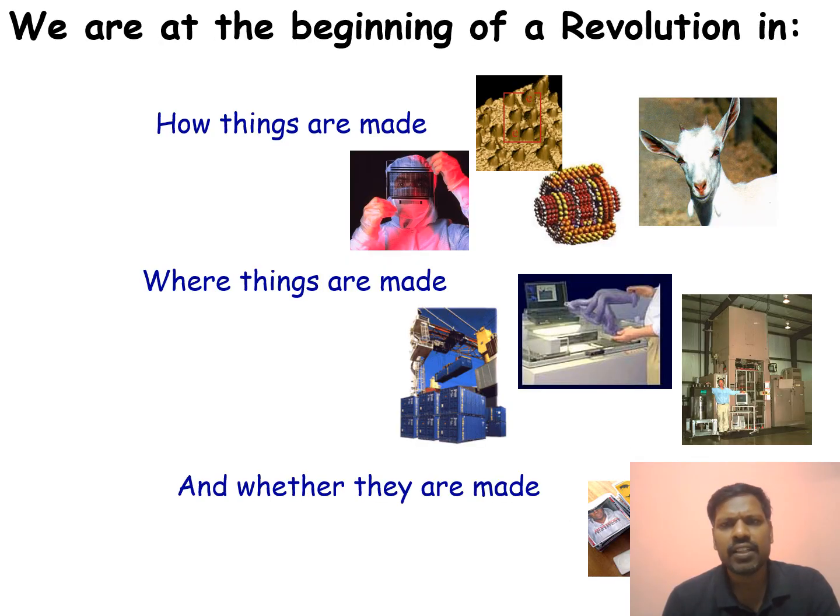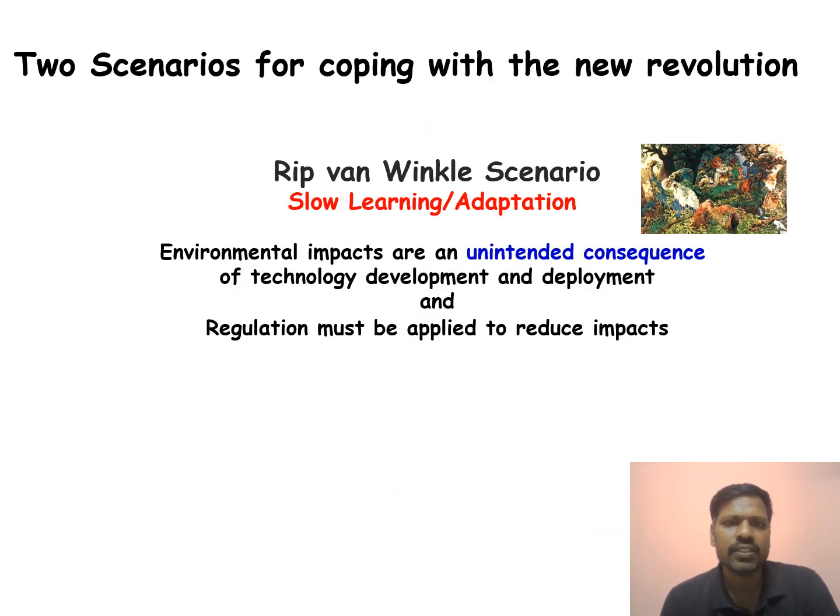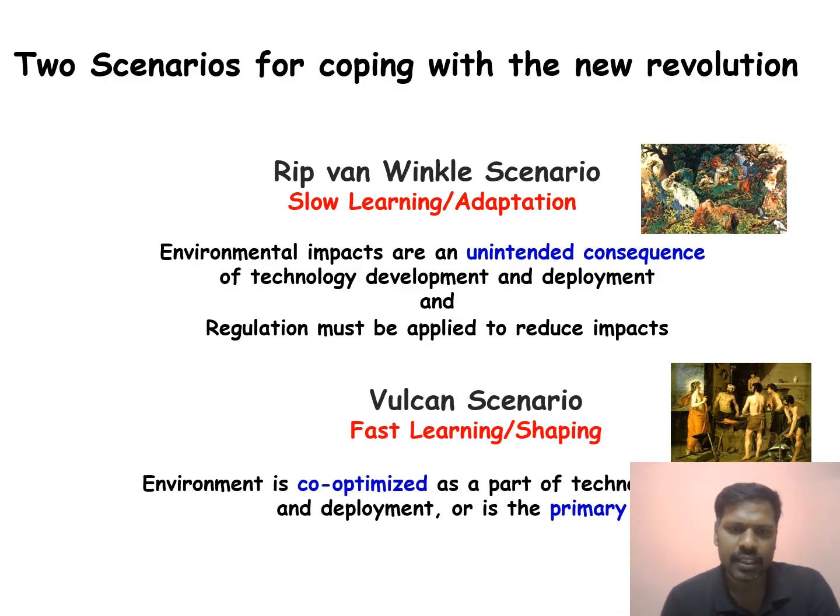We are at the beginning of a revolution in how things are made, where things are made, and whether they are made. So this is a revolution in nanotechnology. And then two scenarios for coping with the new revolution. Environmental impacts are unintended consequences of technology development, and regulation must be applied to reduce impact. And then environment is co-optimized as part of technology and development and is a primary development.